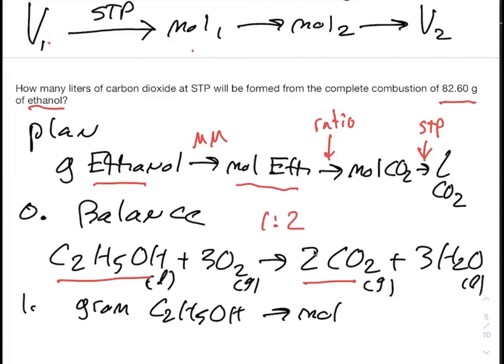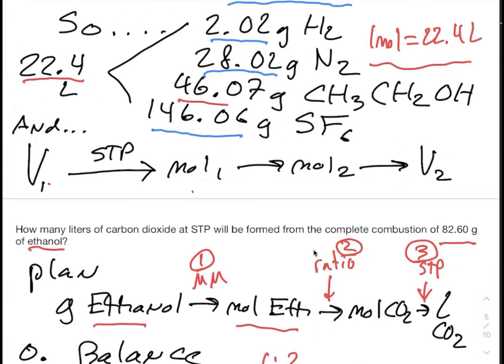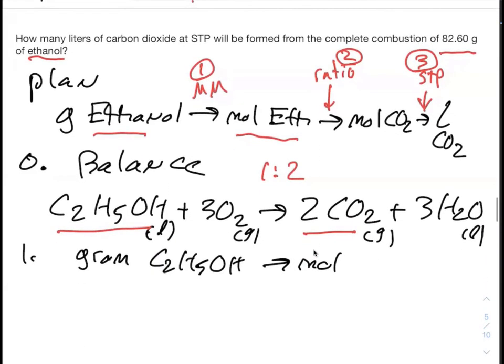So I'm going to break this into steps. So the first step, step 1, is I'm going to use the molar mass. Then step 2, I'm going to use the ratio. Then step 3, I'm going to use the STP. So for step 1, our molar mass, let's remind ourselves, is 46.07. I gave that to you earlier. So let's remember that. And I have 82.60 grams. I'm just going to write ethanol. That's equal to that.